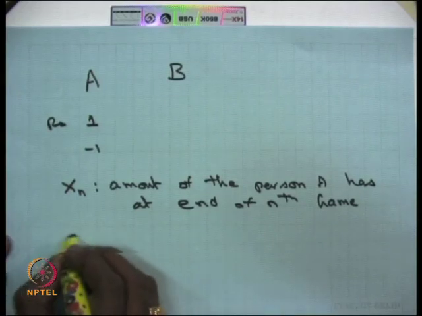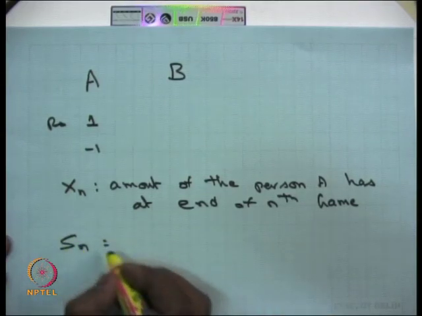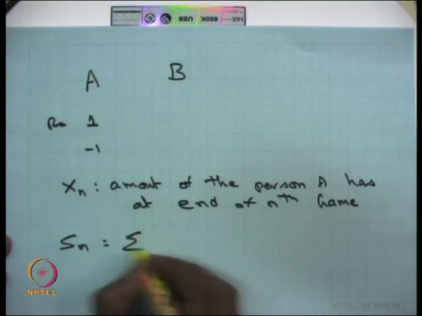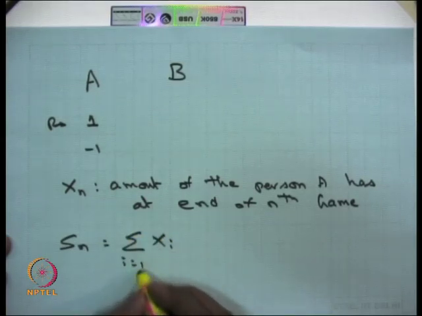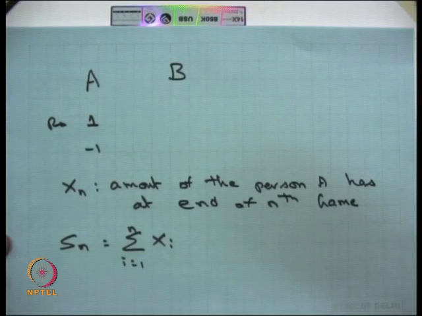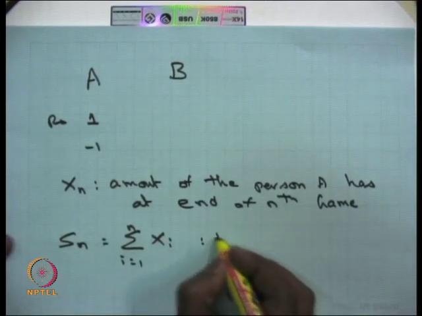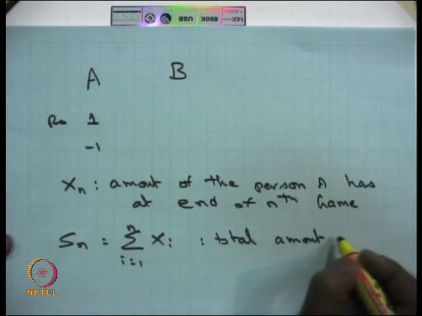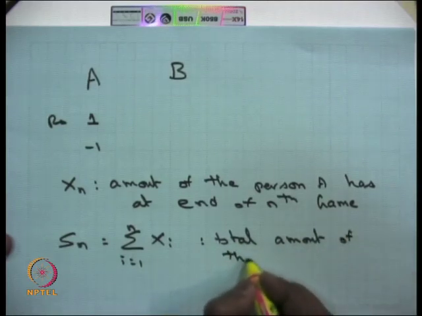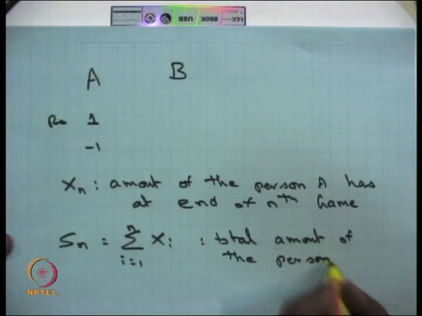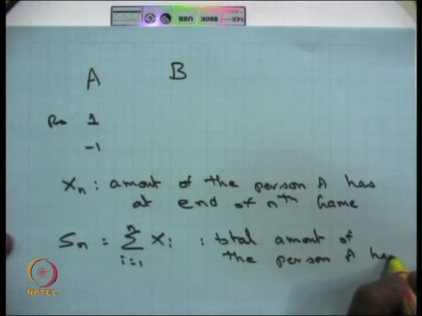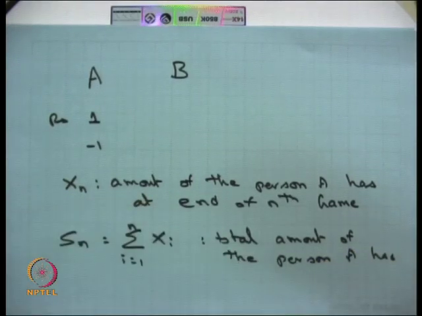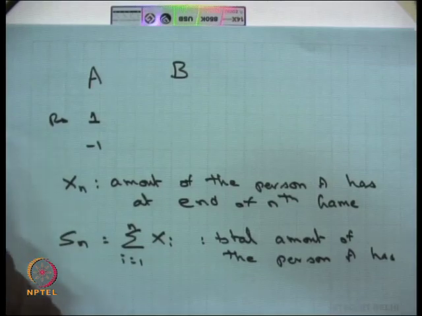And if you make another random variable, Sn, the sum of Xi's, where i is running from 1 to n, this gives the total amount of person A. The diagram in which the Sn gives the way the dynamics goes over n.